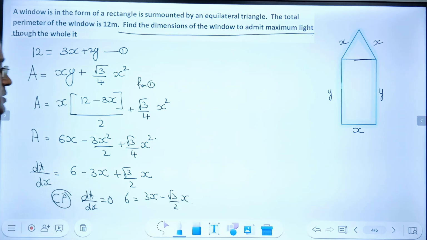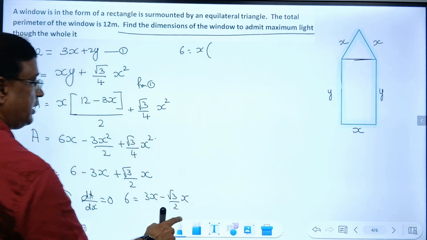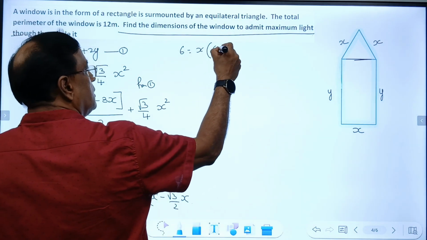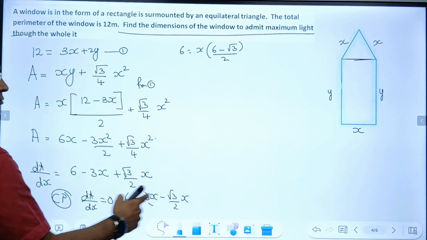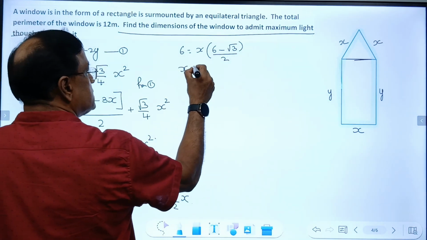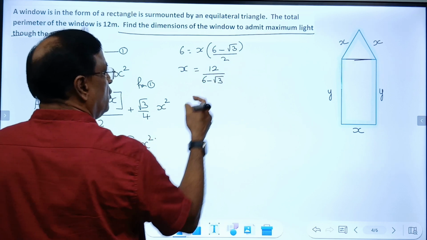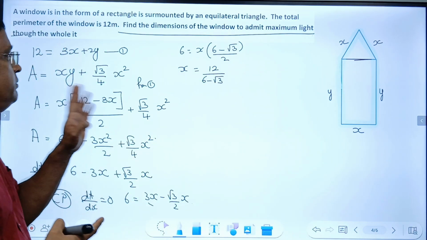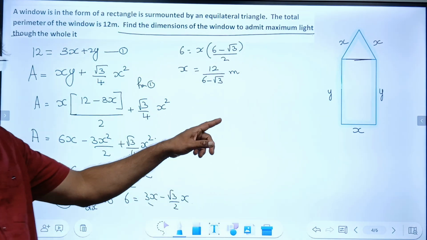Now what is common in this? Here x is common. So I take LCM. If I take LCM, I get 6 minus root 3 by 2. If I cross multiply, I get x is equal to 12 by 6 minus root 3. No need to rationalize, no need to calculate, just leave it as it is. This is enough. This is m. So I have found the length of the window.